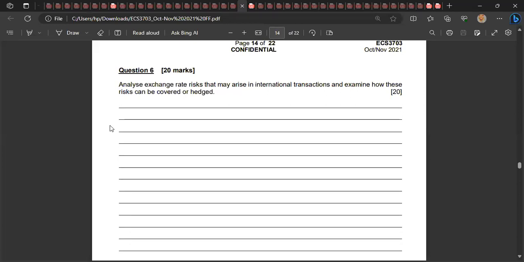In this particular question, you want to analyze the exchange rate risk, of which there are three types that we want to look at, and that may arise as a result of international transactions. We would normally refer to this as just what are the exchange risks. They could have phrased that question that way. Thereafter we look at how that can be covered. All of that is in the notes.